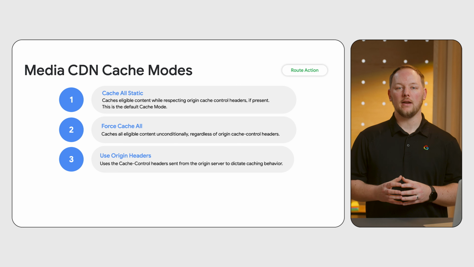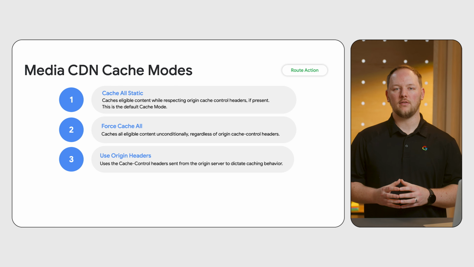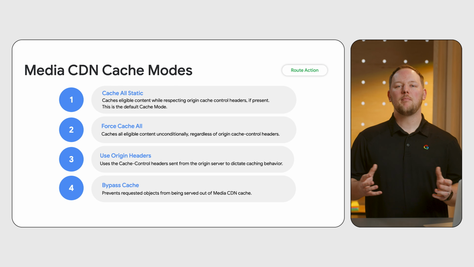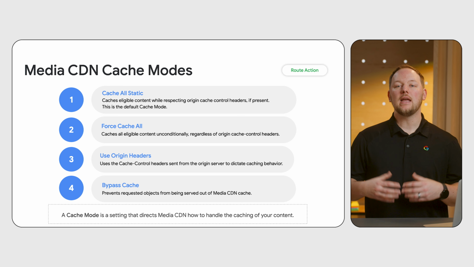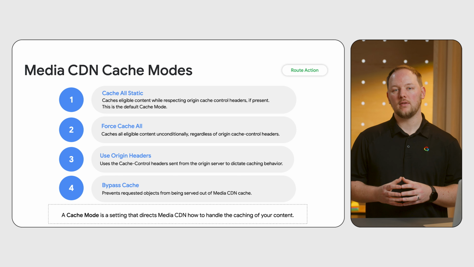Next is use origin headers, and it works exactly as the name implies. It directs Media CDN to honor valid cache control directives sent from the origin. Unlike cache all static, when using the use origin headers cache mode, there are no additional TTLs to set. And finally, bypass cache directs Media CDN to avoid serving any objects in cache, even if an object is already cached and matches the cache key of the object being requested.